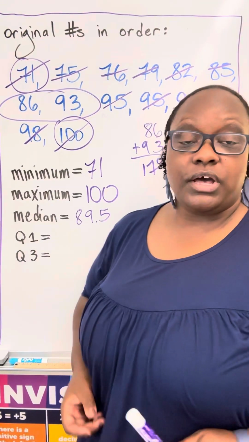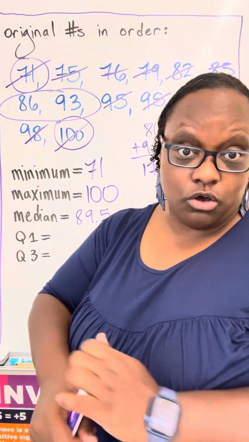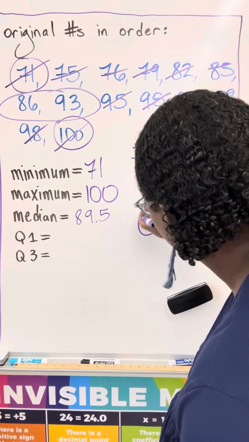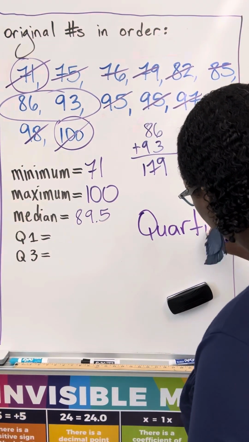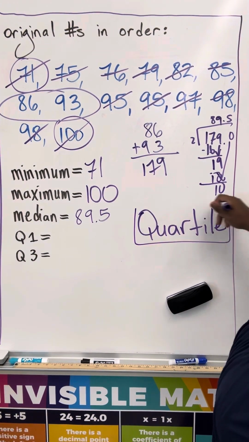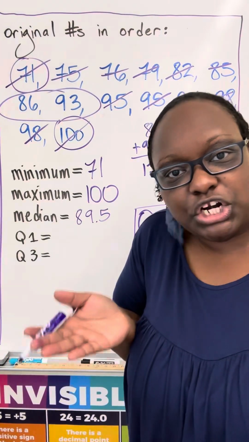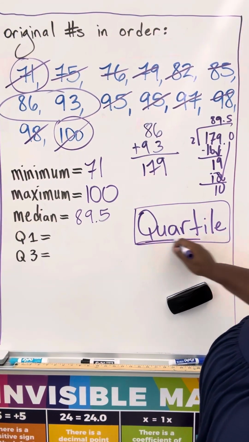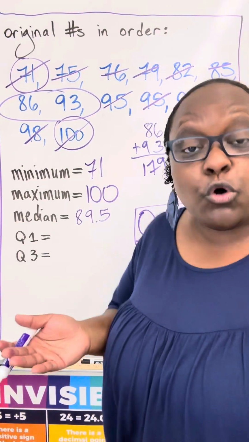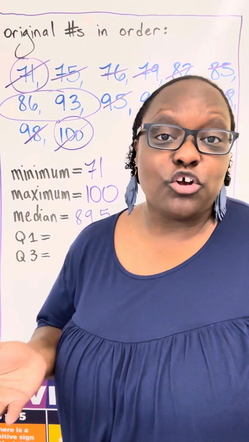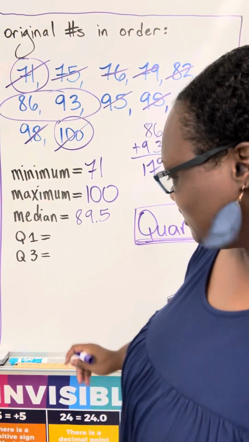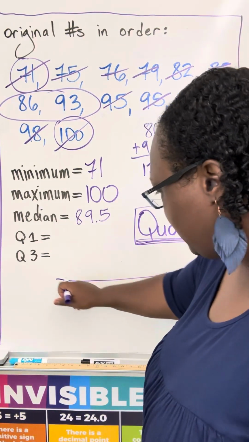Now, Q1. Q1 means quartile 1. Yes, you should write this in your notes. Quartile. So when you think of the word quartile, what kind of root word is in there? What do you think of? You might think of quarts, like in measurements, or I think of a quarter, kind of, right? There's 4 quarters in $1. So therefore, there are 4 quartiles. So we're going to be splitting up our data into 4 sections.